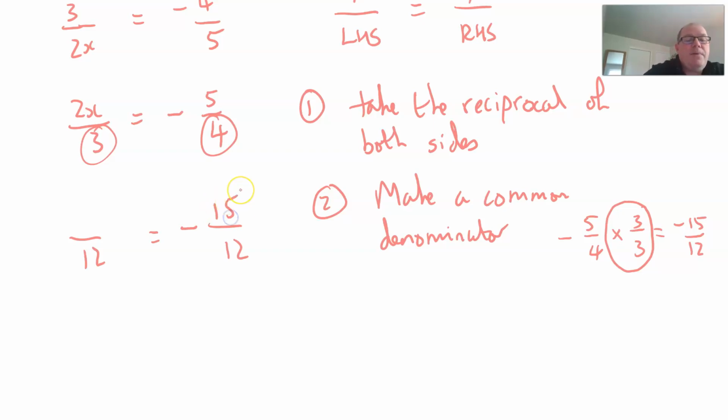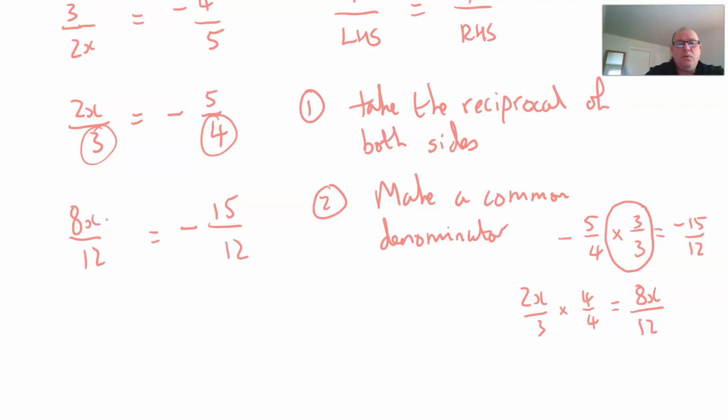Now we're going to do the same idea with the 2x over 3. Obviously, I take 2x over 3, and to get 12 on the bottom, I'm multiplying by 4/4. So I get 2x times 4 is 8x, and 3 times 4 is 12. So 2x over 3 is equivalent to 8x divided by 12.